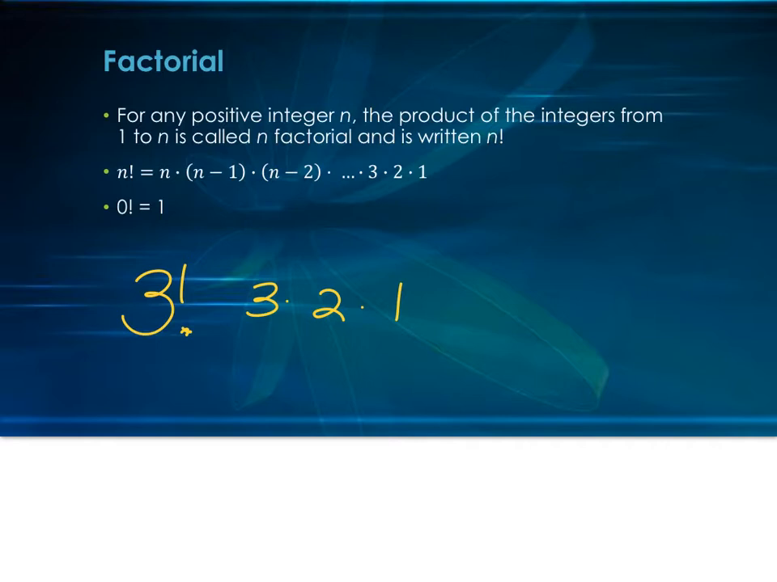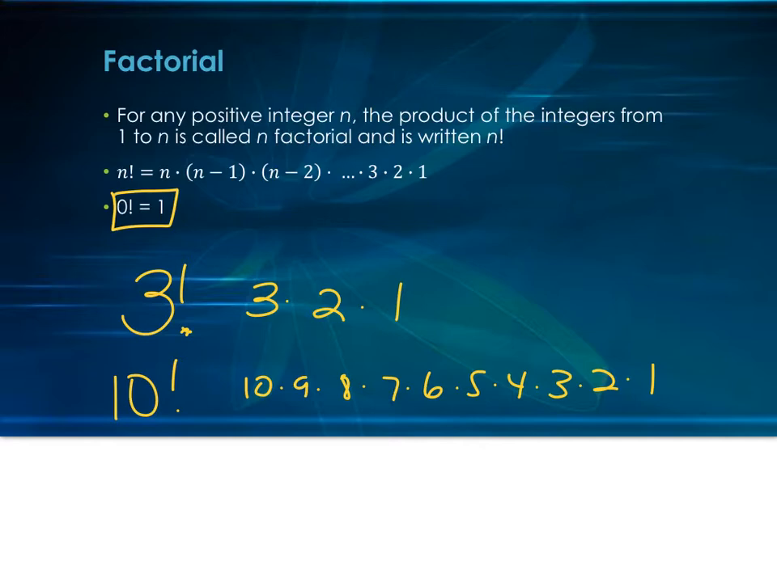So that n represents any number, and then I would multiply it times that, times 1 less, times 1 less. So if it was 10 factorial, it would be 10 times 9, times 8, times 7, times 6, times 5, times 4, times 3, times 2, times 1. Okay? The exclamation point means factorial. And then 0 factorial is 1. This is something you just have to memorize because there's no way to work backwards from that. Okay? 0 factorial is not just 0, it is 1.